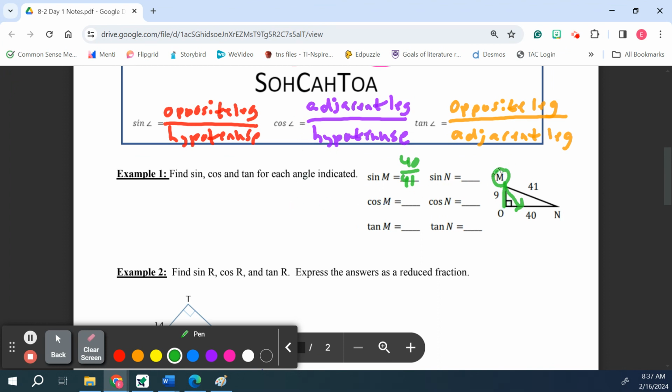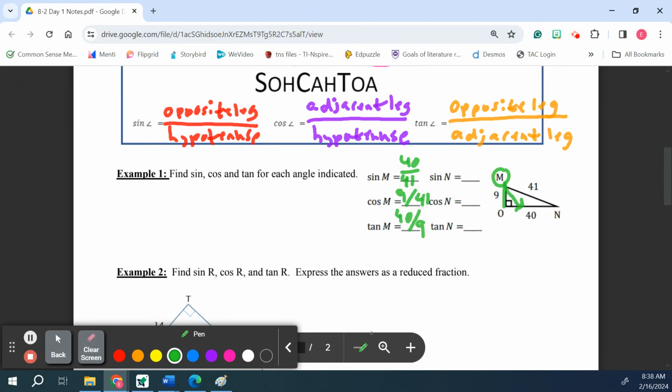Cosine of M. Here is the angle. We're using the adjacent 9 over the hypotenuse 41. We're not going to turn it into a decimal right this minute; that's just a fraction, but we're going to get into that in just a minute. All right, so this is going to be 9 over 41. Sorry, 41. And the tangent is going to be the opposite over the adjacent, which is going to be 40 over 9.